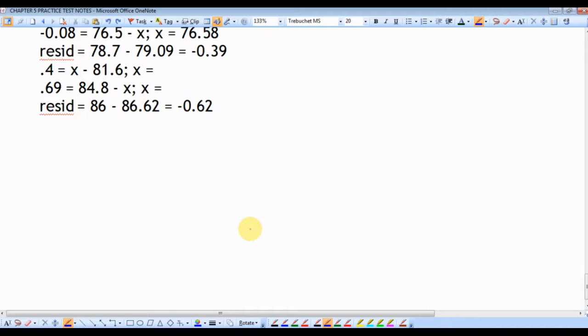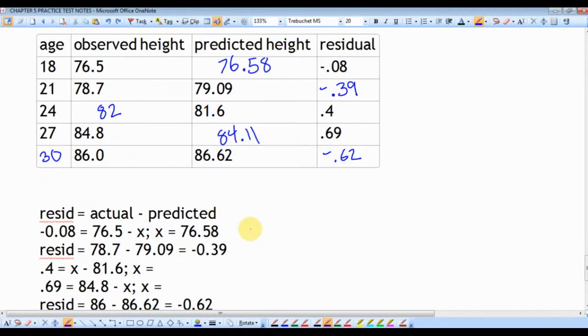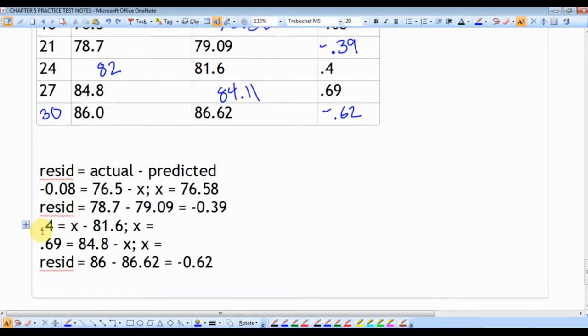Sorry, for the 18 age, why is it not negative? Well, we have the residual negative 0.08. Oh wait, never mind. Sorry, I was reading. For the last one that you did, the residual equals 86 minus 86.62. Why did you use the 62? Because on ours it says negative 62, and then 30 is missing. So how would you solve that?